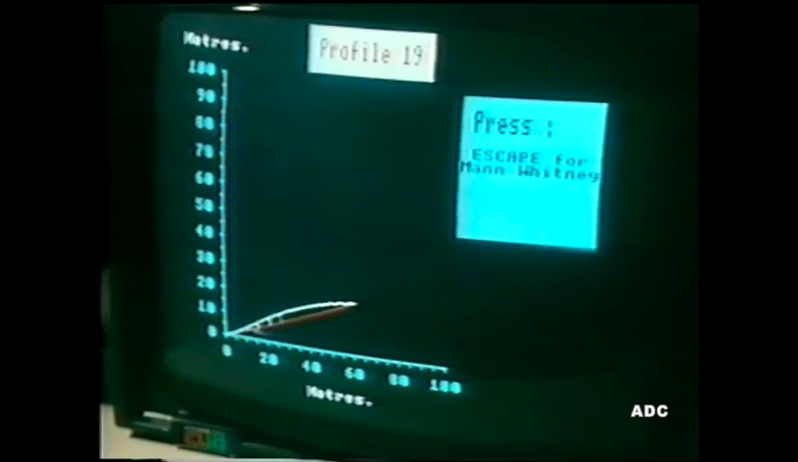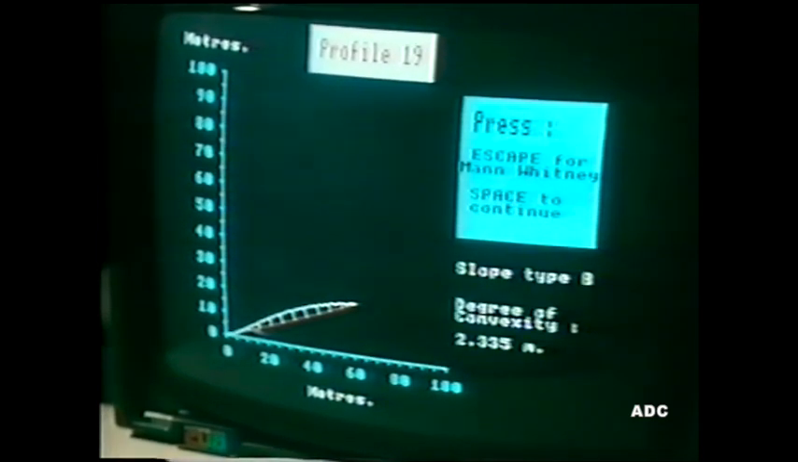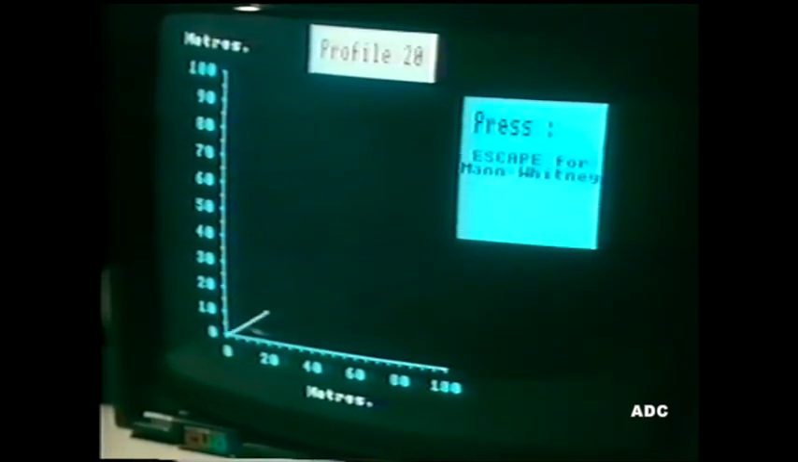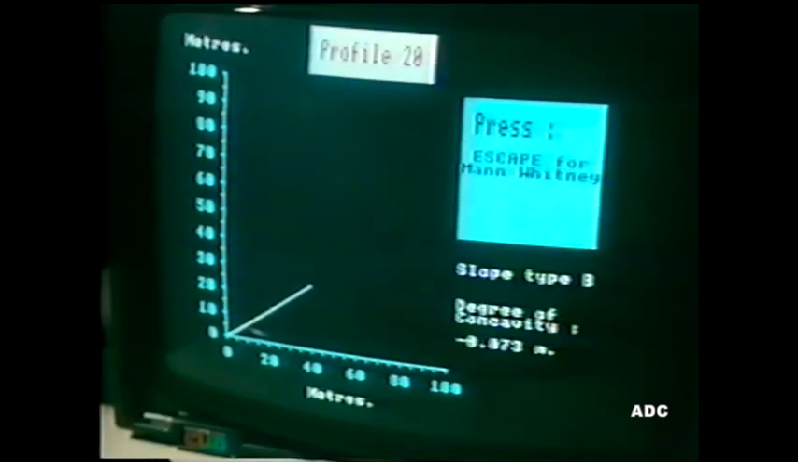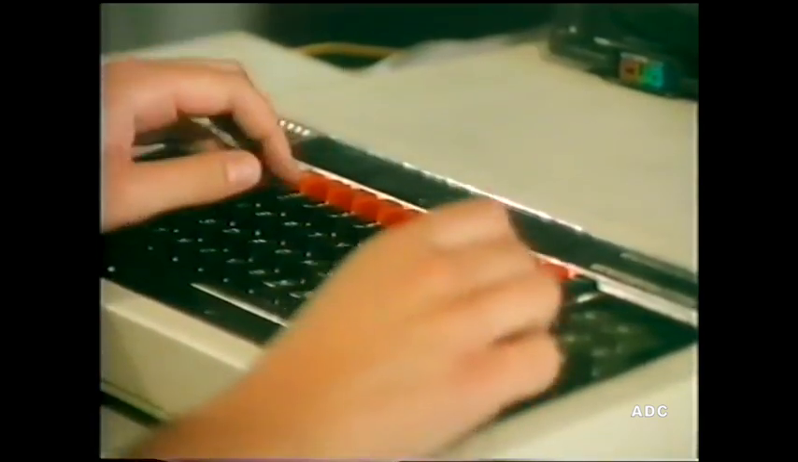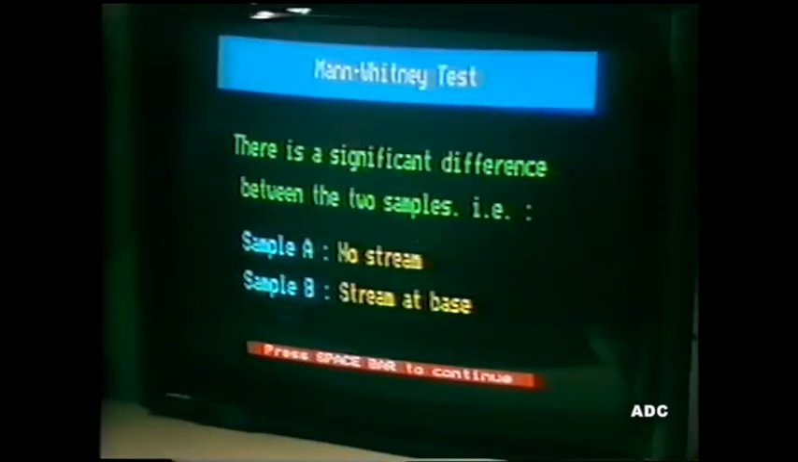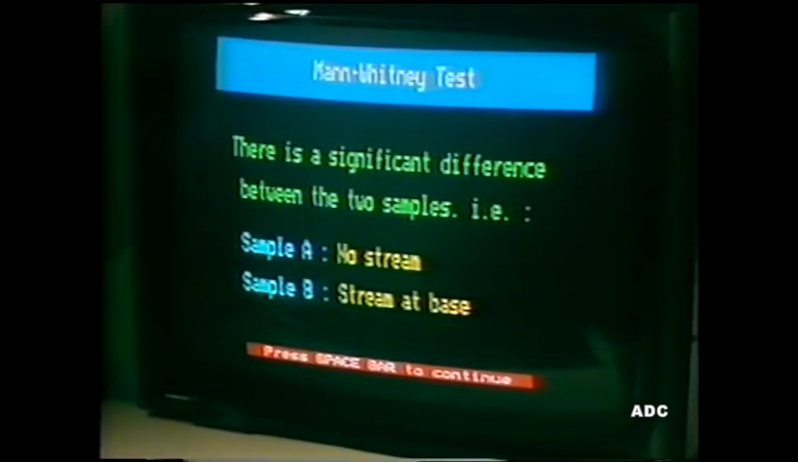Notice the difference in shape. Convex, virtually straight. The degree of convexity or concavity can then be used to test the difference between the two profiles. A test shows a statistically significant difference in profile shape between slopes with streams at their base and those without.